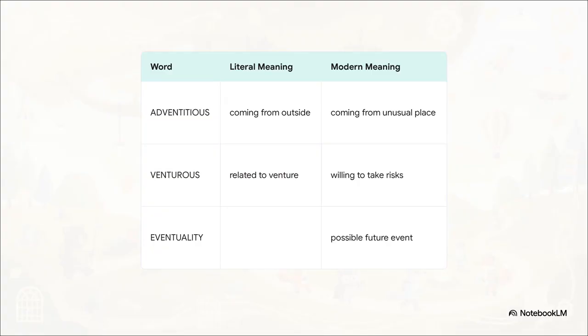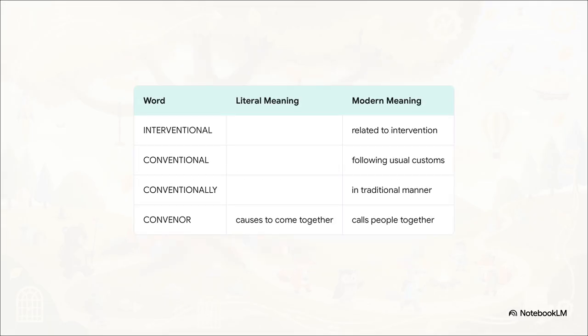Our advanced list continues with adventitious, which means coming from an unusual or outside place, like an adventitious plant began growing beside the wall. Next up is venturous. This means being willing to take risks, like venturous explorers crossing the desert. And then we have eventuality, which is a possible future event we need to prepare for. Let's keep exploring here. Interventional relates to stepping in, like an interventional medical procedure. Conventional means following usual customs, while conventionally is doing things in that traditional manner. And finally, a convener is someone who literally causes others to come together to organize a meeting.